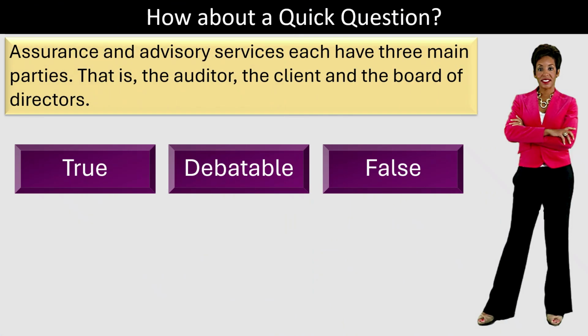I hope you enjoyed Alice's case study. It's now question time. Assurance and advisory services each have 3 main parties. That is, the auditor, the client, and the board of directors. True or false, or somewhere in between?